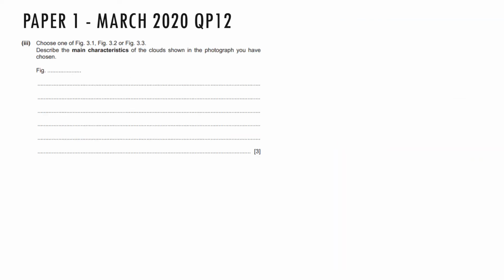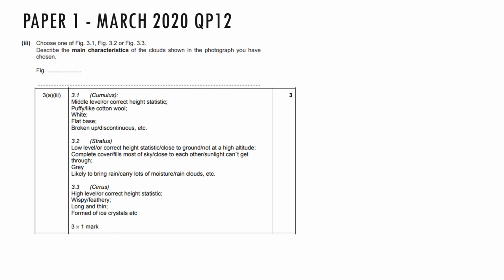Moving on, describe the main characteristics of the clouds shown in the photograph you have chosen. So you can choose any of these types, and really, I didn't want to go through an answer because I wanted to leave the mark scheme up on the screen. This is a brilliant mark scheme because it tells you all of the main characteristics of each main cloud type. So please pause this video and write these key characteristics down into your notes. The only thing you might want to mention is the height at which they are found.